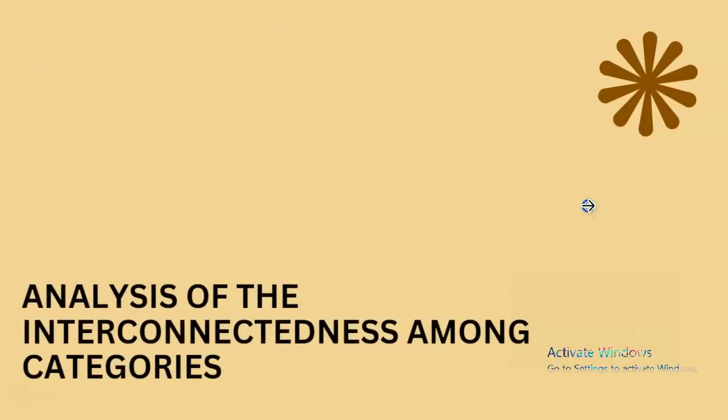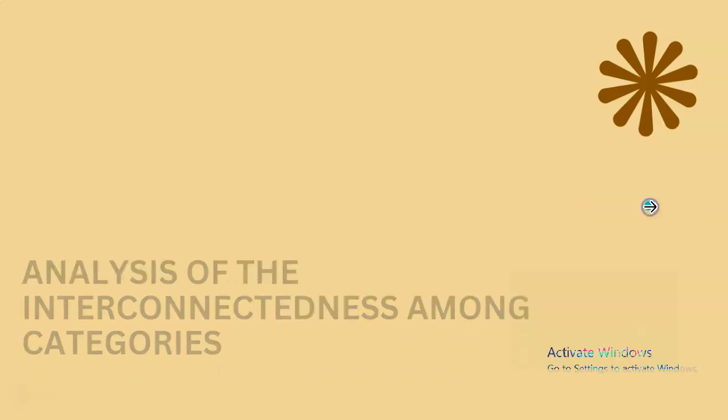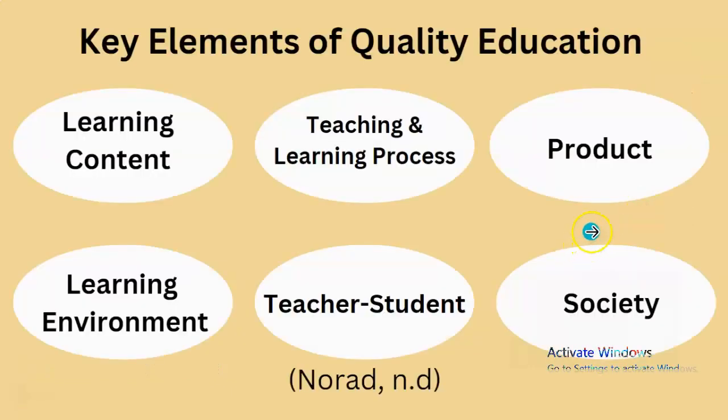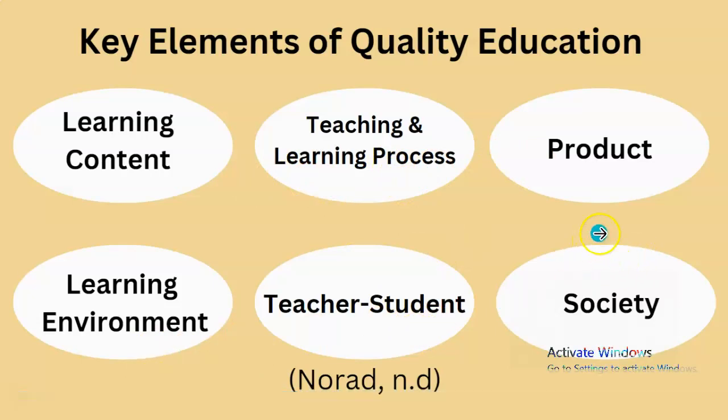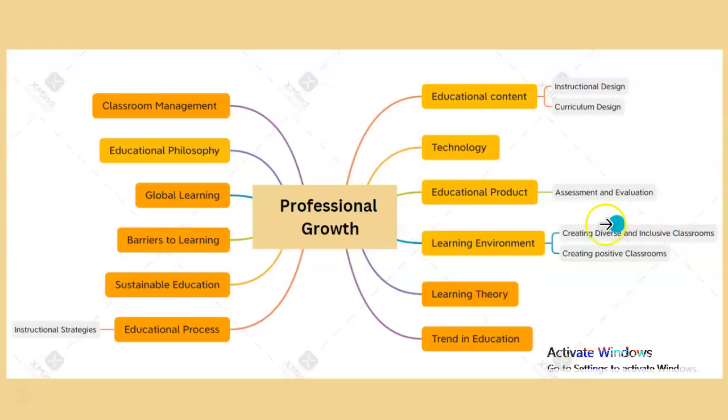Analysis of interconnectedness among categories. I believe that for effective education to occur, there must be key elements present. These key elements are learning content, teaching and learning process, products, learning environment, teacher, students, and society. These key elements are all present in the courses I took at the University of the People.